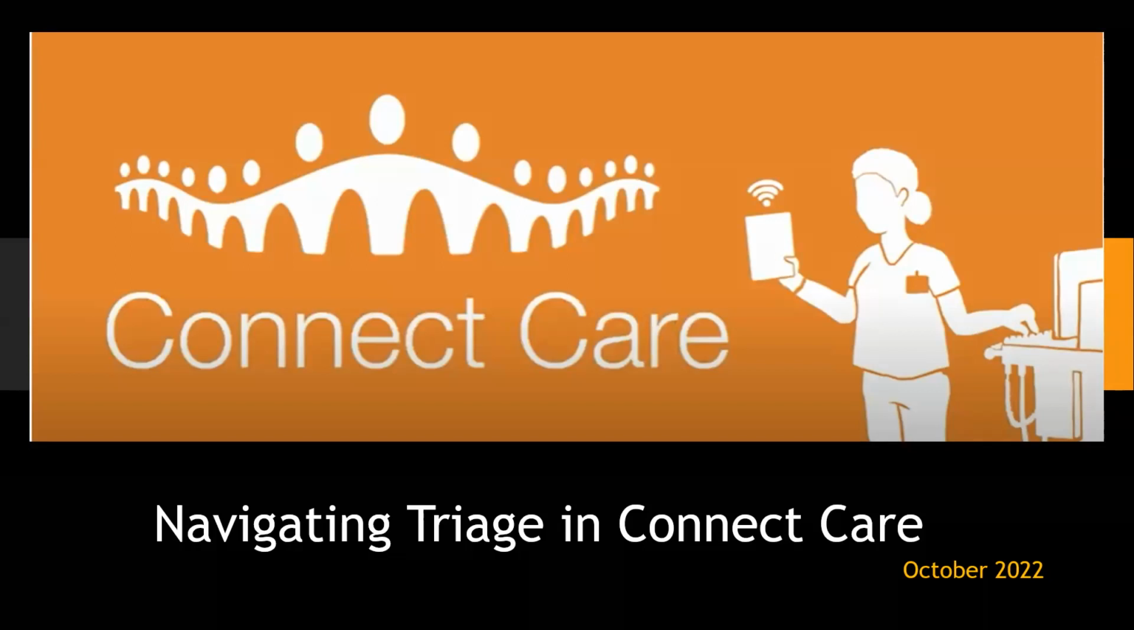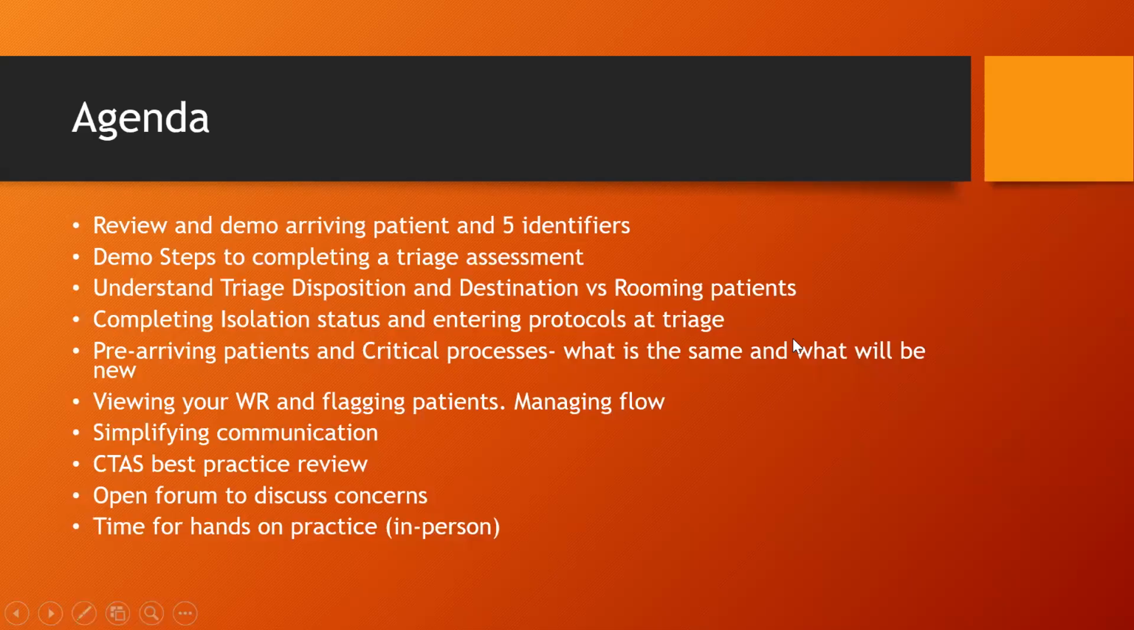So hopefully we will be able to get through all of this in just less than 2 hours, is my goal. So what we're going to cover today is reviewing and demonstrating how to arrive a patient and go into the 5 identifiers that are going to be required at triage when you bring in a patient. We're going to talk about how to complete a triage assessment, including some of the terminology in there about triage disposition and destination, as well as how to room a patient, looking at isolation status, and then of course pre-arriving our EMS patients and what we do with our critical processes.